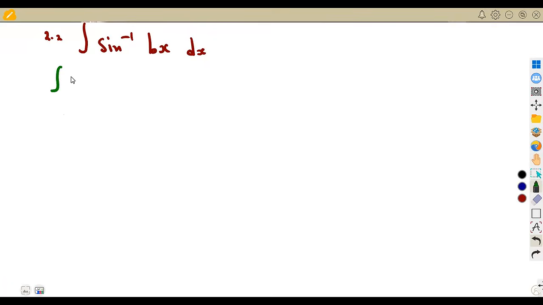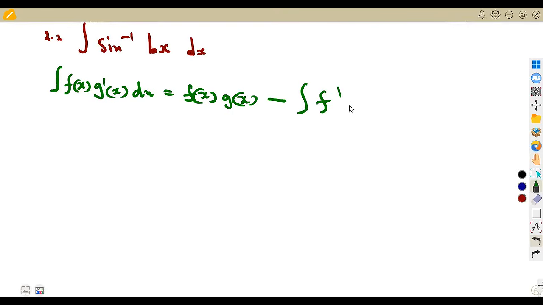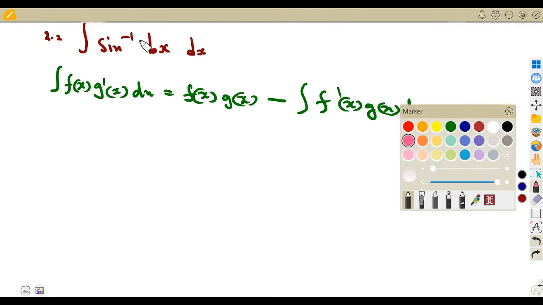Remember that by parts states that the integral of f of x times the first derivative of g, g prime x, is equal to f of x times g of x minus the integral of f prime x times g x dx. On this formula, we are supposed to have f of x and g prime x. But here we do not have that, we just have a single term, which is an inverse trig. So how do we write this so that we can have two terms? Because I'm saying you're supposed to use by parts.